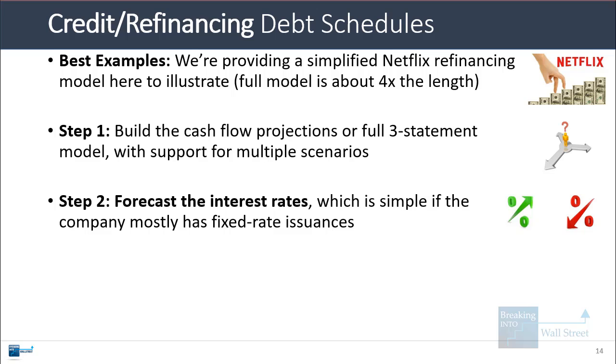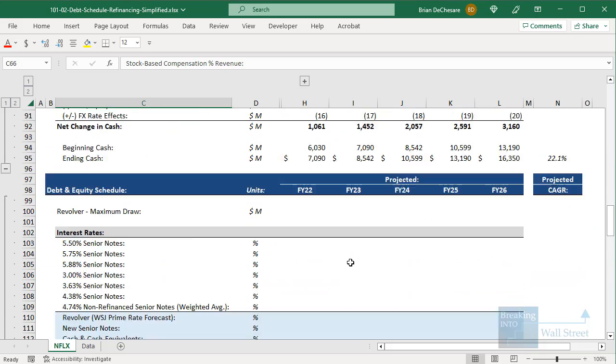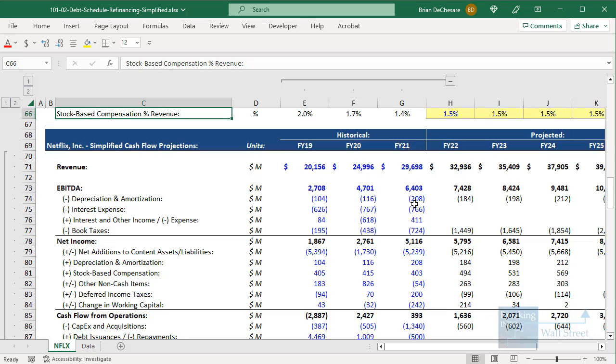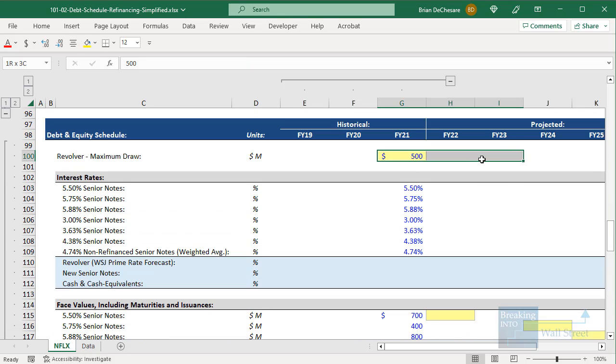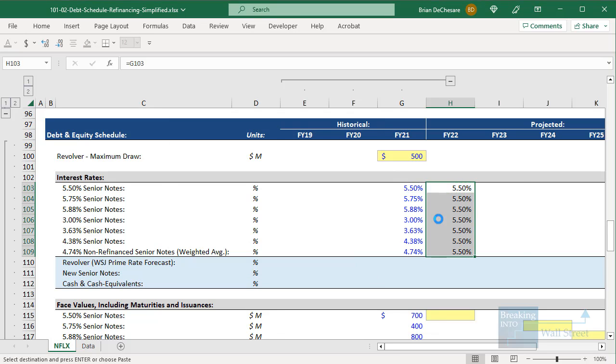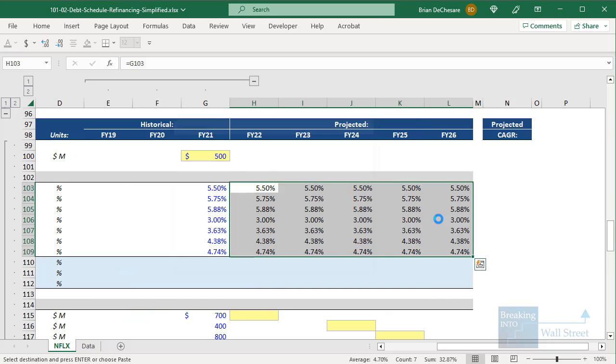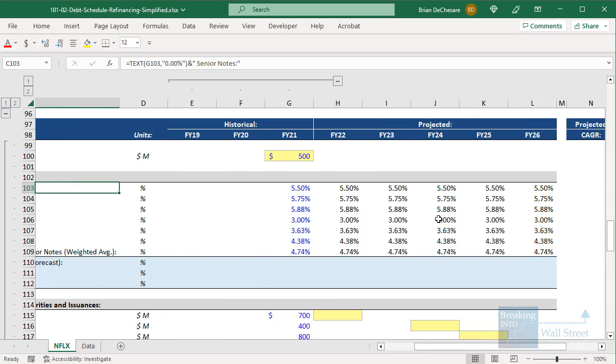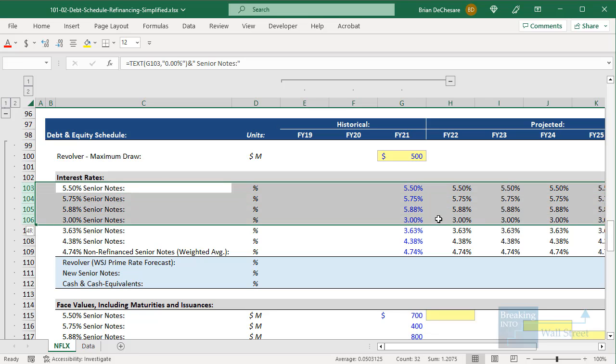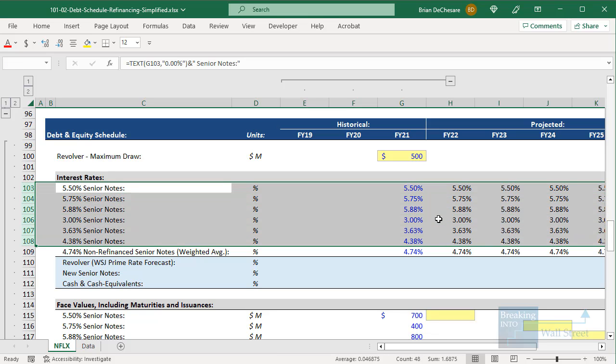Step 2 is to forecast the interest rates, which is pretty simple if the company mostly has fixed rate issuances, which is the case for Netflix right here. So if we go down to the debt schedule now, you can see that we have a revolver maximum draw. They can only draw on $500 million of the revolver at once. For the interest rates, all these senior notes have fixed rates. So it's pretty easy to forecast these because they're not going to change at all. When these mature, and if the company issues a new set of senior notes, then yes, the interest rate will be different. But until that happens, these interest rates are completely fixed.